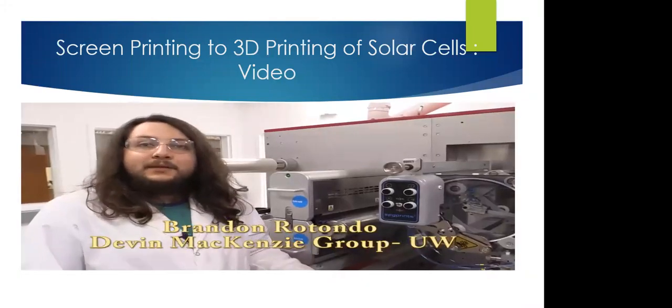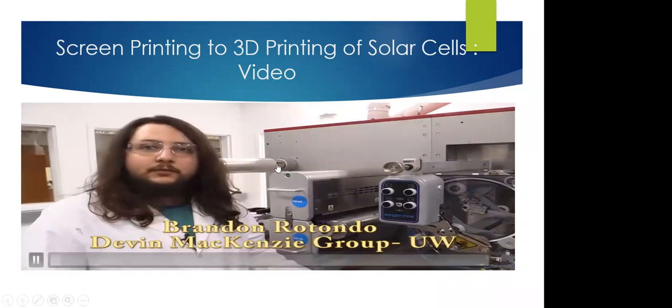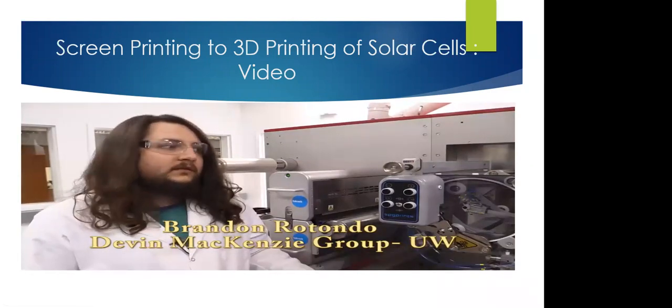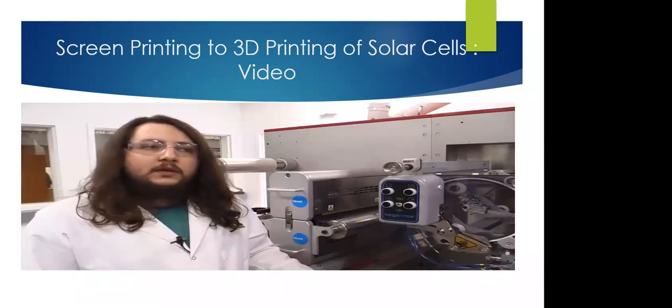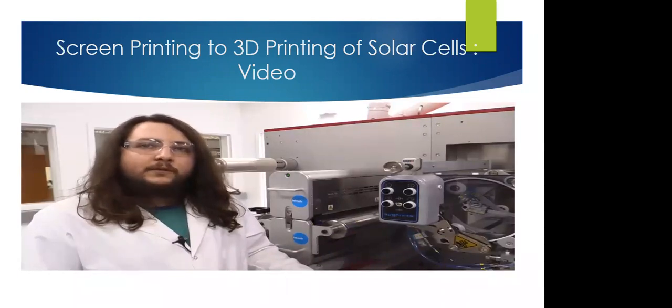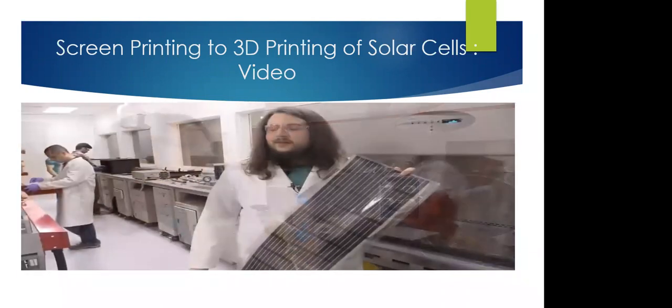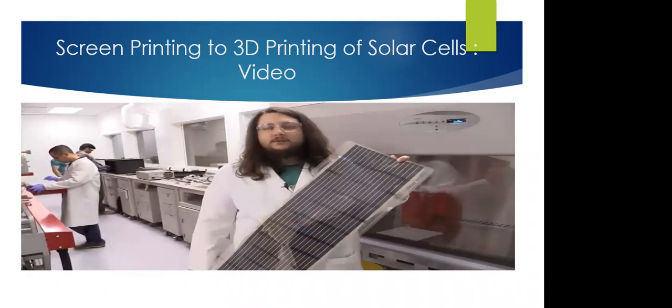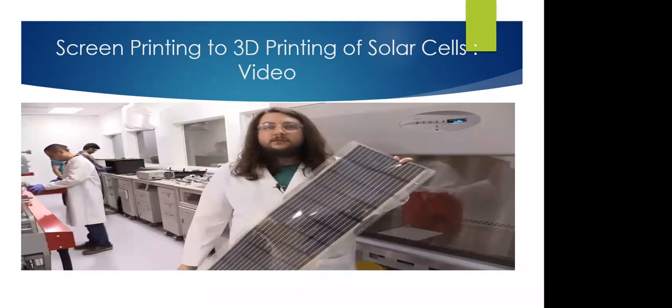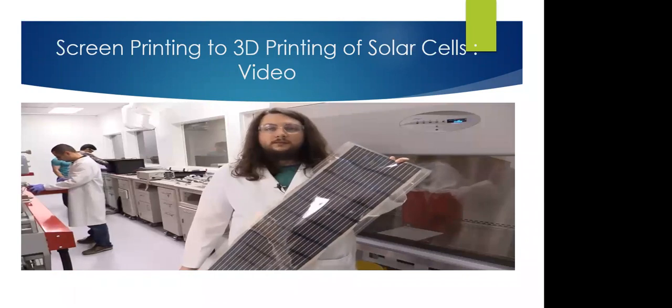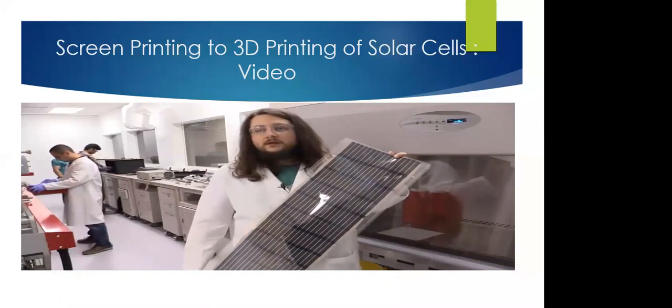Hi, my name is Brandon Rotondo. I'm with Devin McKenzie's group here at the University of Washington, and today I'll be walking you through the Solar X3 FOM roll-to-roll printer. So the main goal of this roll-to-roll printer is for us to be able to do flexible roll-to-roll processing of solar cells.